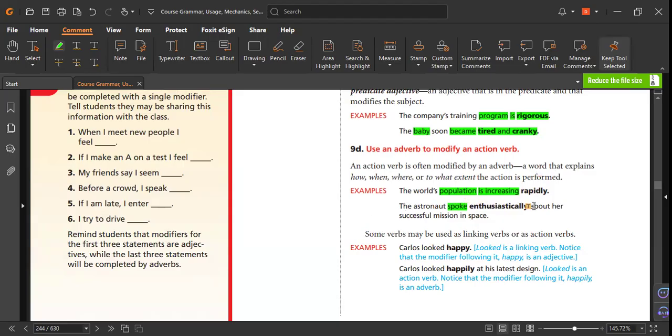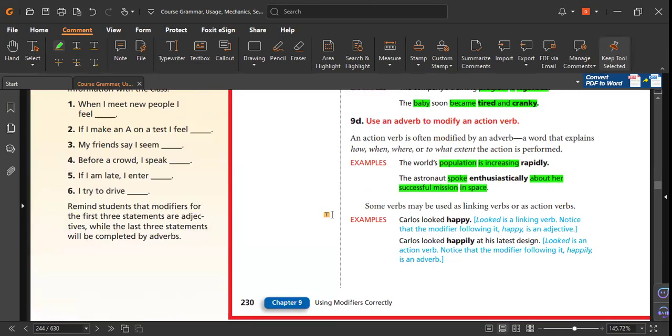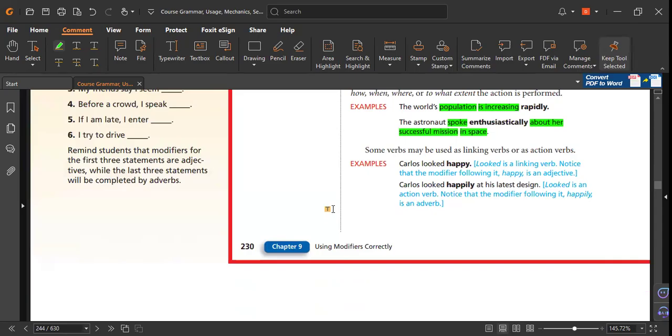And it's about what? About her successful mission. Where? In space. The phrase "in space" is called a modifier. You have no mistake there. Sometimes we have common traps like that.